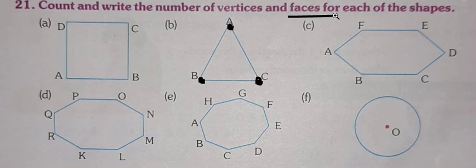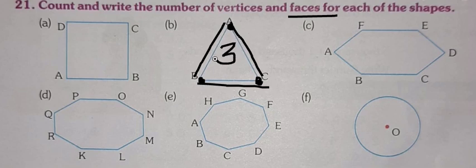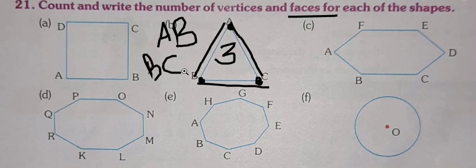Now let's move to the next, that is faces. How many faces are here? You can easily count 1, 2 and 3. So there are 3 faces as well as 3 vertices. Would you please name the faces? Yes, we can easily. These are AB. We can write AB or BA, whatever suits us. The second one is BC or CB. And the third one is AC or CA.